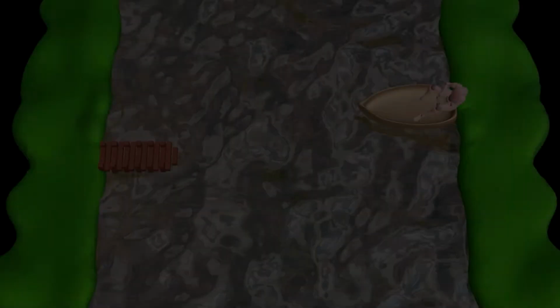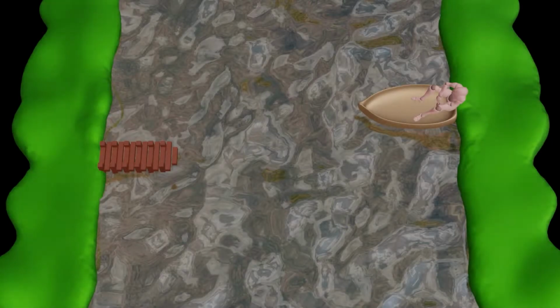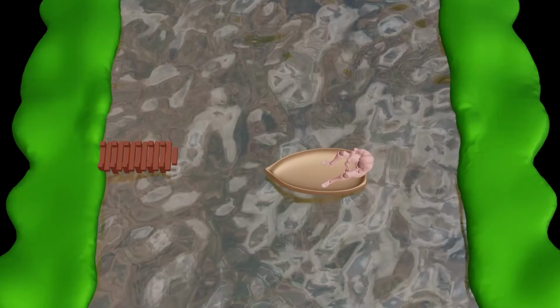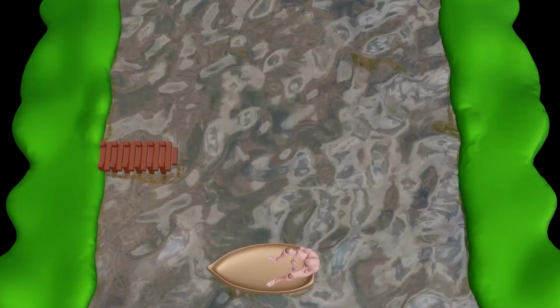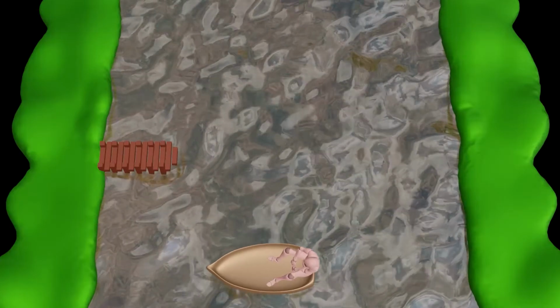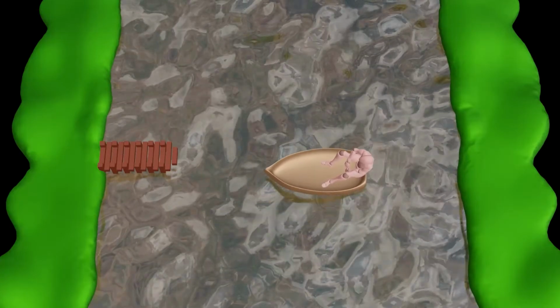Hello there, students. So, you want to get to the other side of the river, but the current always pushes you downstream. We can fix that with an understanding of relative velocities covered in this video. To start talking about relative velocities, we need to label some reference frames.